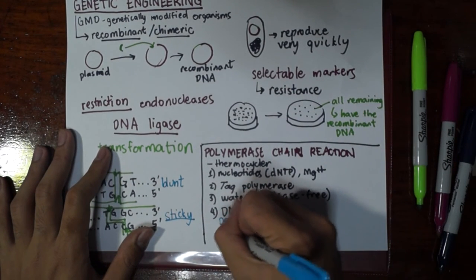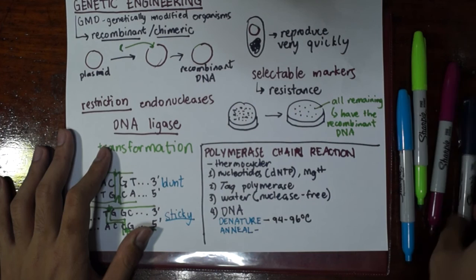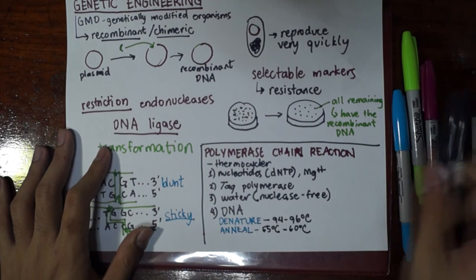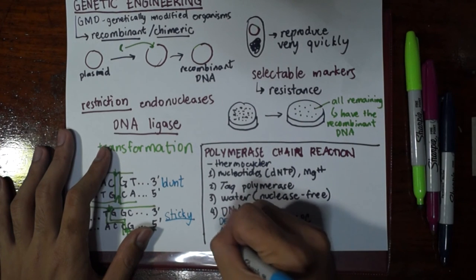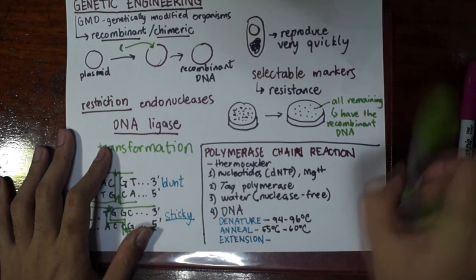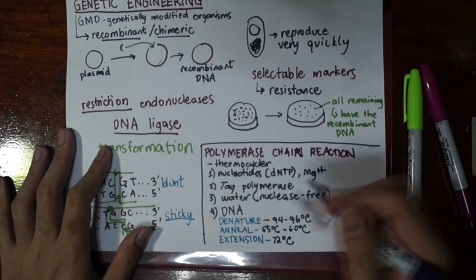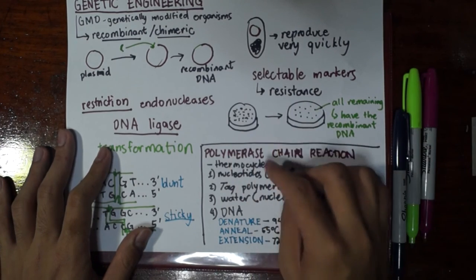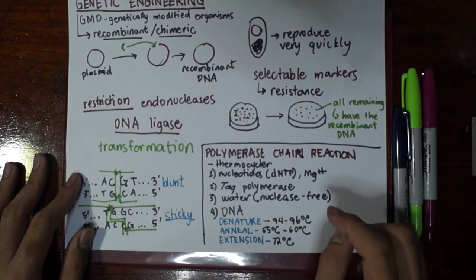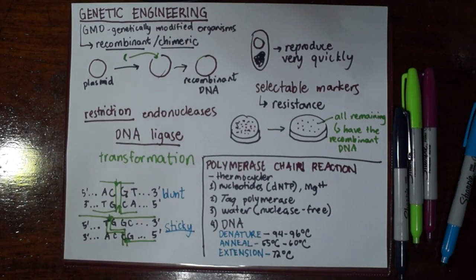Then it needs to anneal or cool down after the chain reaction, and this one is at around 55 degrees Celsius to 60 degrees Celsius, and it will extend. It will extend at around 72 degrees Celsius. So these are the 3 steps in polymerase chain reaction. You denature it, then it simmers down, and then that's the time that it will expand to produce the multiple nucleotide chains. And so that's it in a nutshell for genetic engineering.